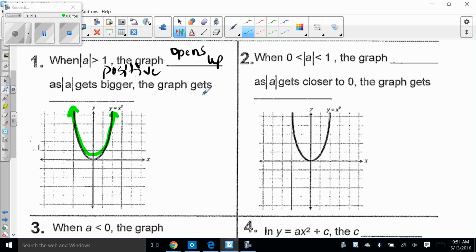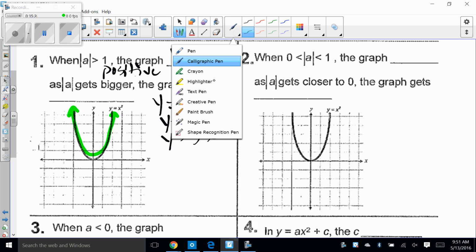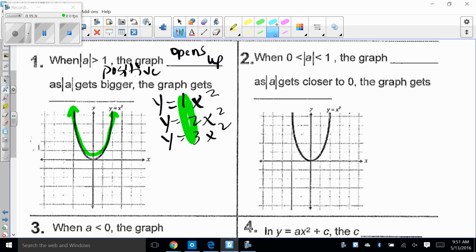So as the a gets bigger, what we're really saying is y equals 1x squared, and then we go to y equals 2x squared, and y equals 3x squared. When the a gets bigger, the line actually gets steeper. So if I were to graph y equals 2x squared, we're increasing it by a product of 2. So we have this value getting a little bit steeper there. It's getting more narrow.